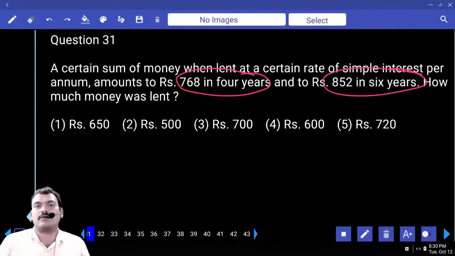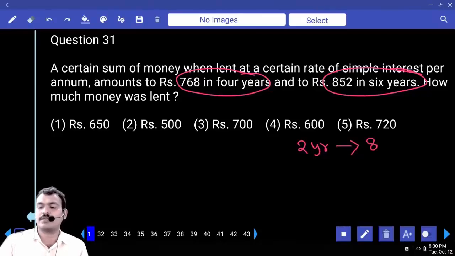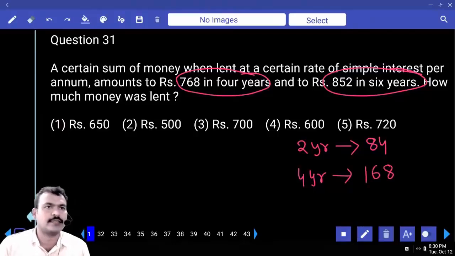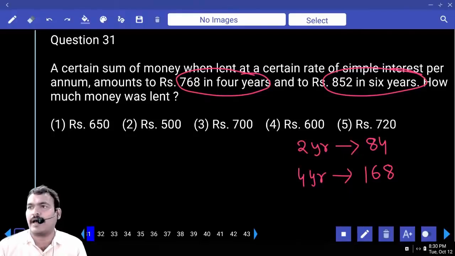How many years are extra? 2 years. How much value are extra? Compared to 832 more or not? 84. It is 2 years interest or only 1 year interest? 2 years interest. If 2 years interest are 84, then 4 years interest are 168 or not? In simple interest case, increased value nothing but interest value or not?